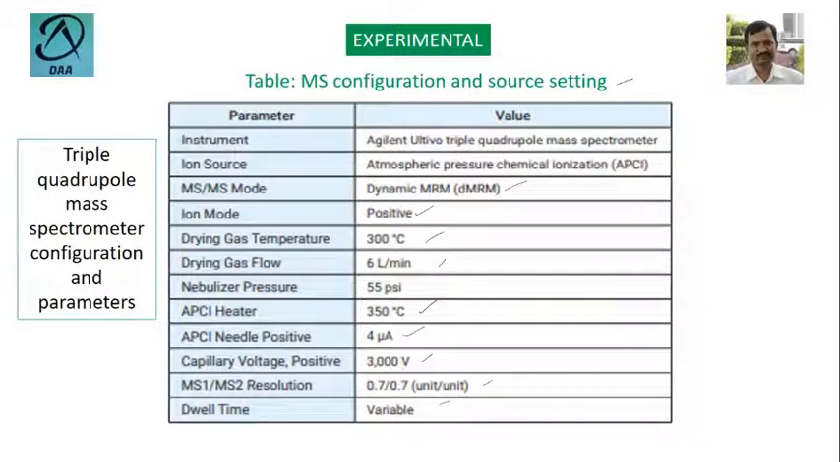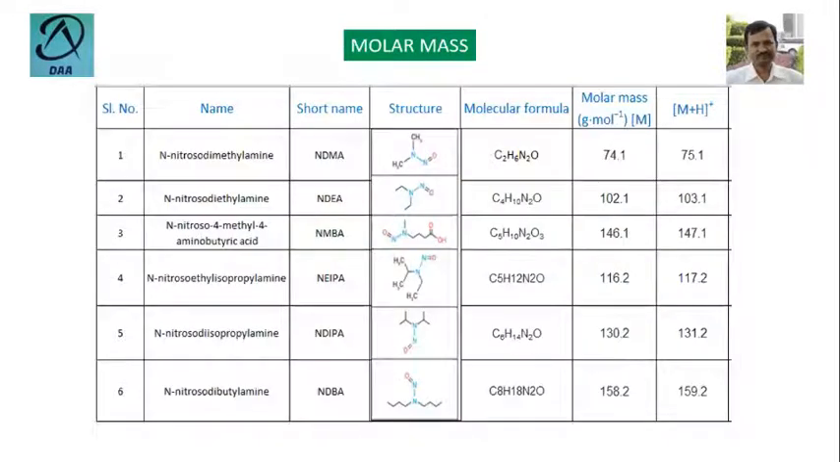It is almost the same for every type of triple quadrupole across vendors and manufacturers. Now we will focus on the molar mass, because we know that mass spectrometry identifies mass. That means mass will be identified when the analyte is ionized, and in this case it will be positive mode, meaning positive ions should be formed.